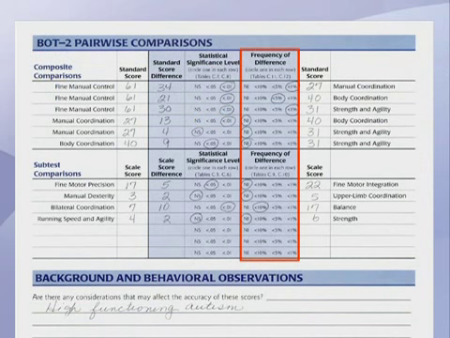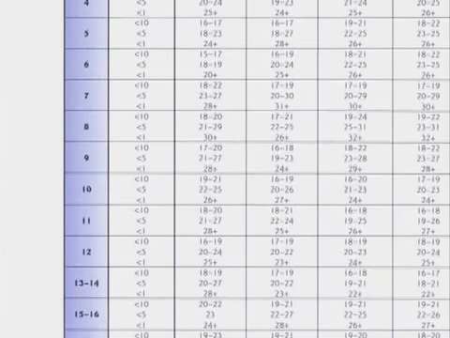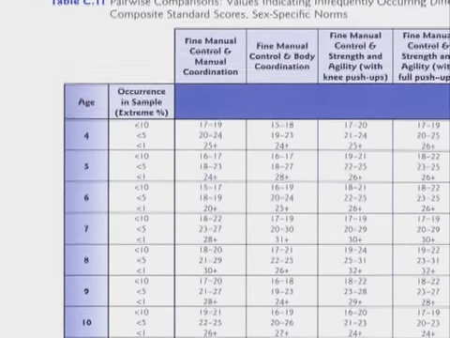Even differences that are statistically significant sometimes occur frequently. When this happens, the difference, although reliable, may not be clinically meaningful. The BOT2 manual provides tables that show the size of differences that occur less than 10%, 5%, or 1% of the time in the norm sample.